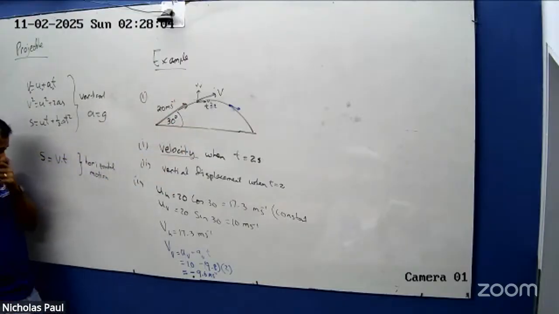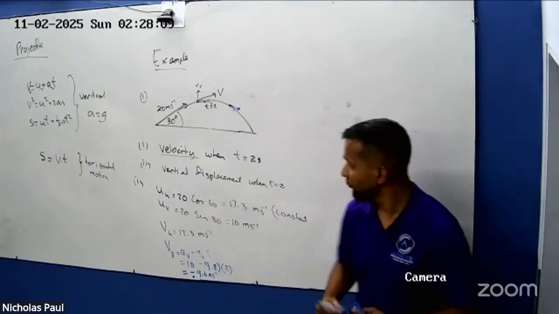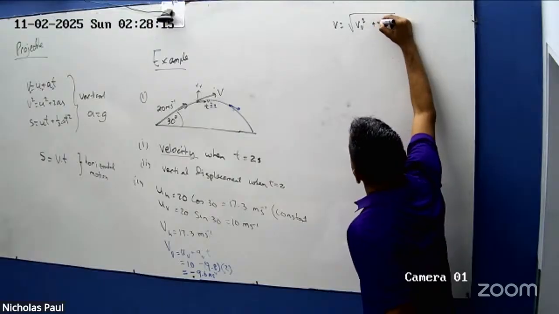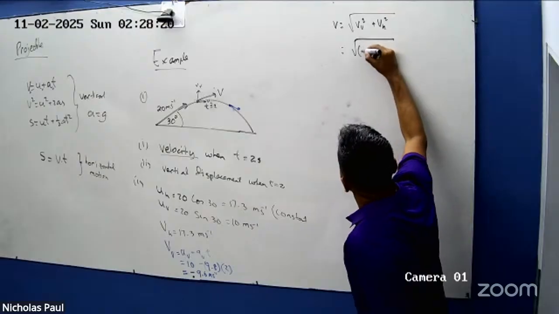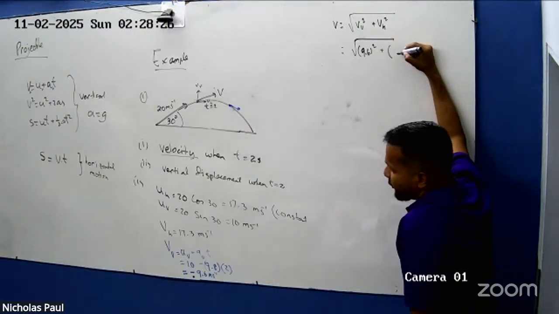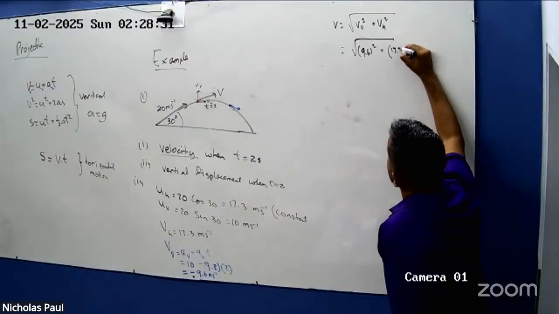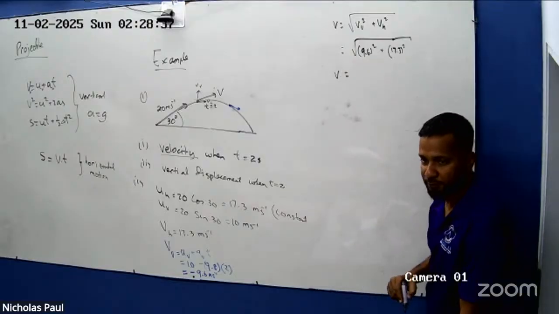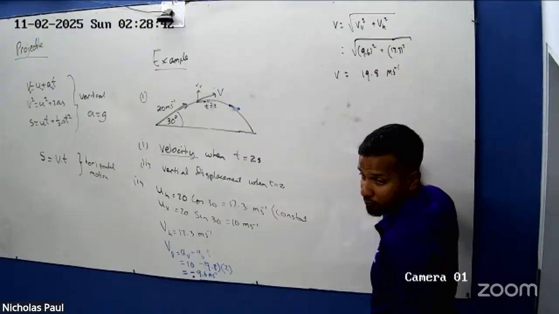All right, so how do we find v? You're set to use Pythagoras. Vertical velocity squared plus the horizontal squared. So that's the square root of 9.6 squared. You can leave out the minus, it doesn't matter, because when you square, it'll cancel out. Plus 17.3 squared. How much is that? 19.8.